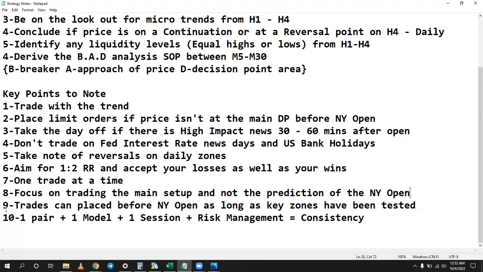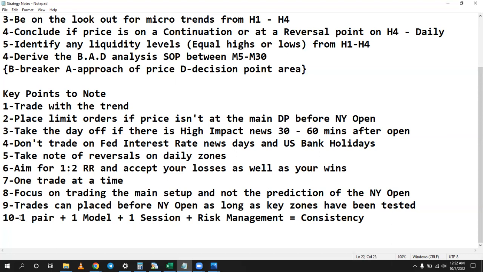And then at point number 9, trades can be placed before the NY Open as long as the key zones have been tested, right? So if you have price already at your decision point on your BAD analysis SOP, you can just place an entry a few minutes to the open. That is perfectly okay. And then finally, point number 10.